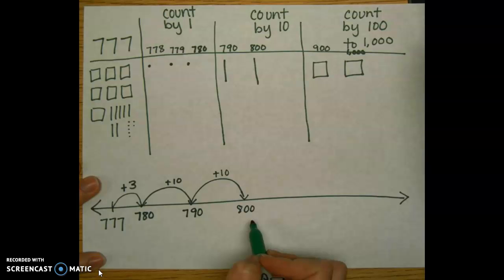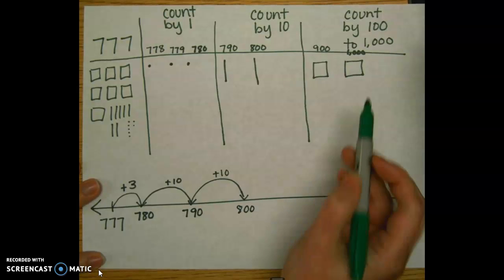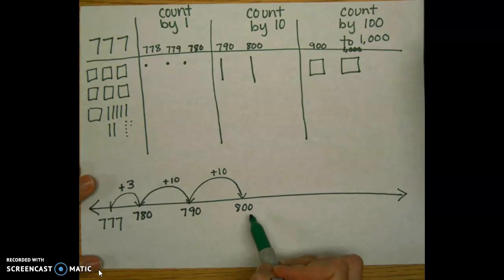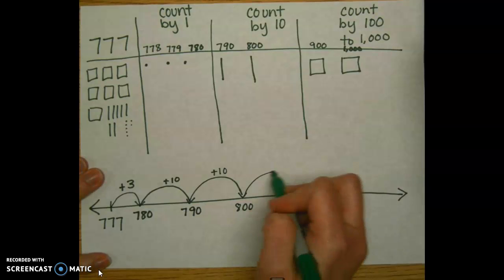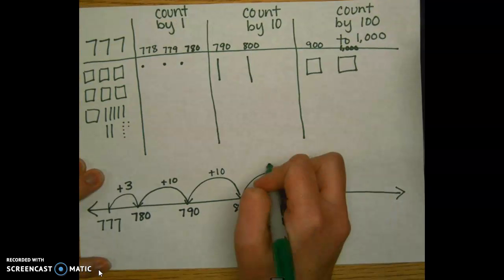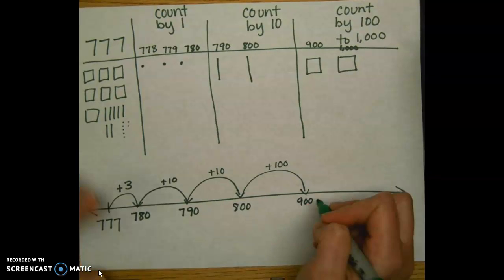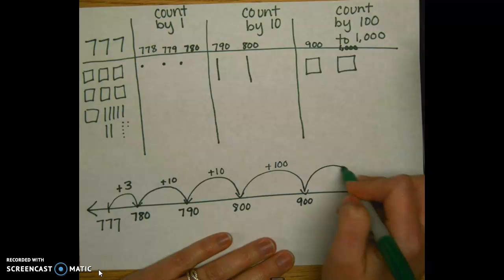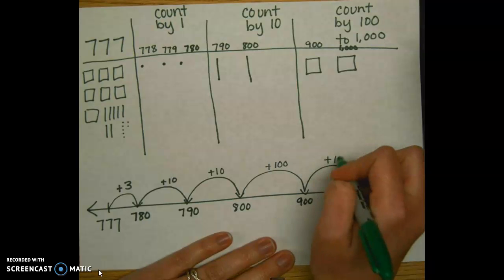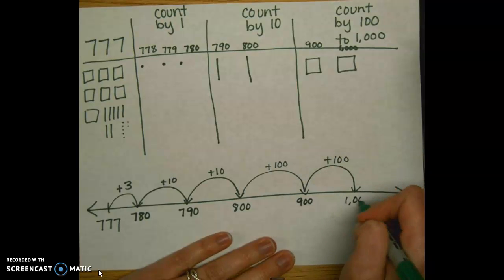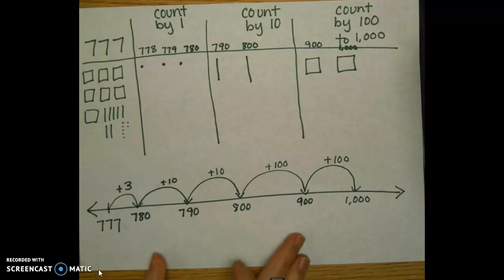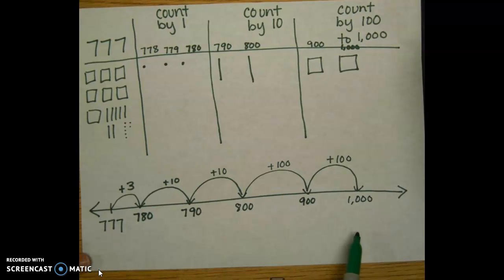So now we have another friendly number. Since we want to get to 1,000, we're now going to jump by hundreds. So if I make a jump of 100, 800, counting on 100 more is 900, and if we count 100 more, we get to 1,000. So this is what counting on using a number line would look like.